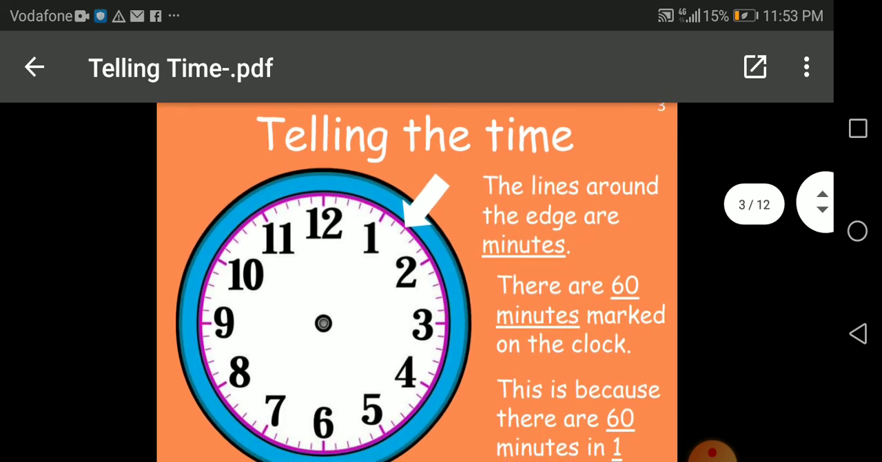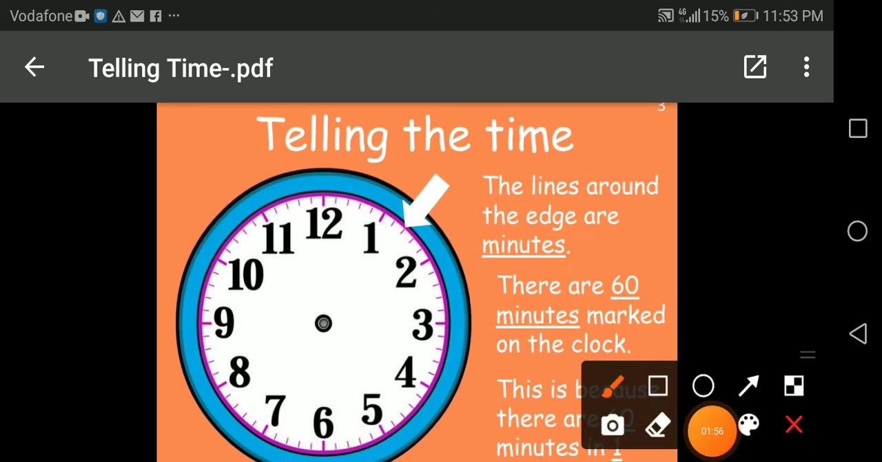Okay, the clock. What can I do from the clock? I know how to tell the time. So it helps us tell the time. The lines around the edge here, can you see, are called minutes. There are 60 minutes on the clock. How many minutes here, guys? 60 minutes. This is because there are 60 minutes in 1 hour. Okay.